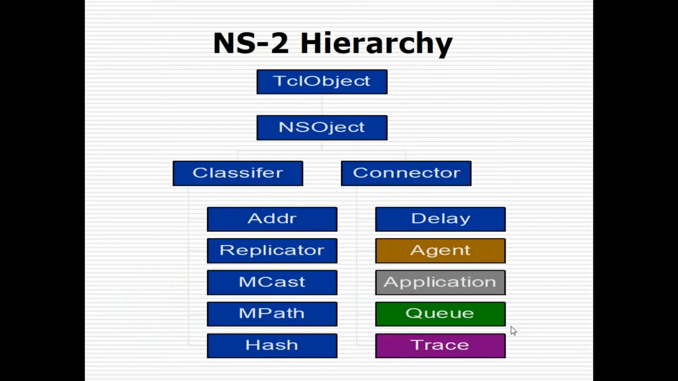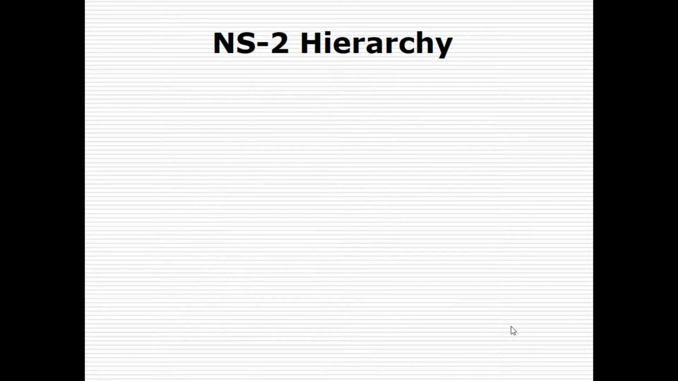So now let us discuss the hierarchy for NS2. The hierarchy for NS2 is very important to understand in order to do some programming in NS2. TCL object is connected to NS object. It is divided into two components. One is called classifier and the second is called connector. Under the classifier we have the address, replicator, mcast, multipath, hash, and under the connector we have the delay, agent, application, queue, and trace.